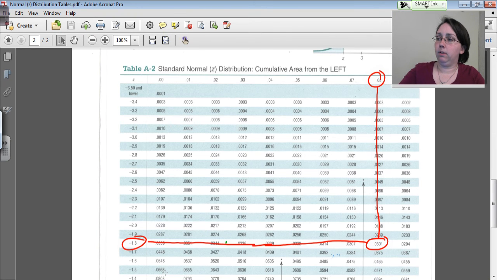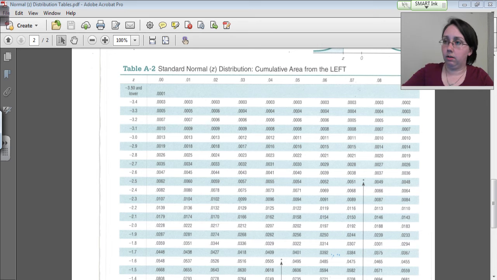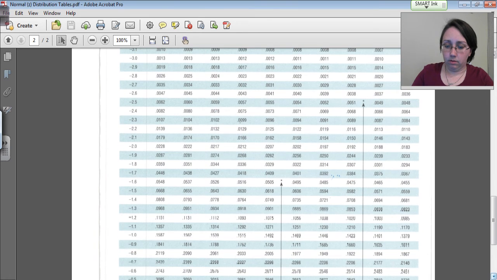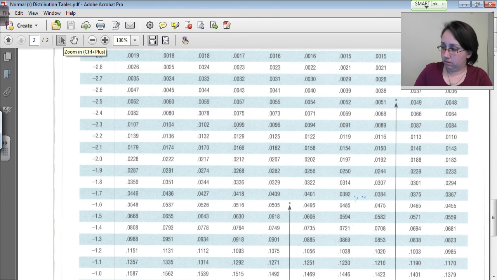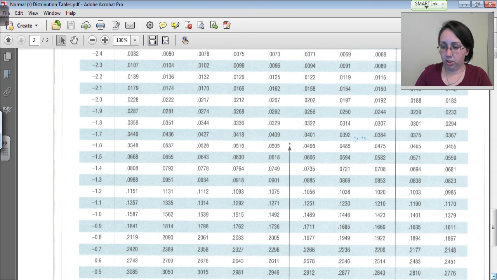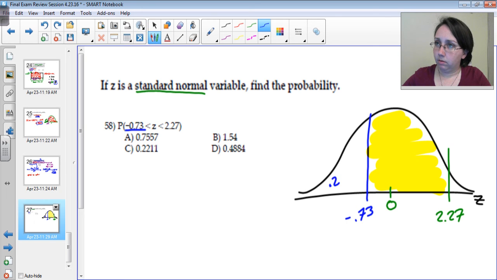All right, so negative 0.73. It's not there. I can't read it. The computer's messing up here. Does somebody have it? Is it 0.2327? The computer's making that number fuzzy. All right, I got 0.2327, I think. I'm having trouble reading that. That's the area to the left of the value we just looked up.